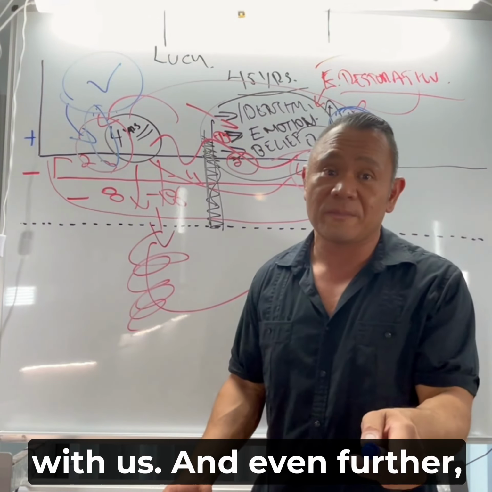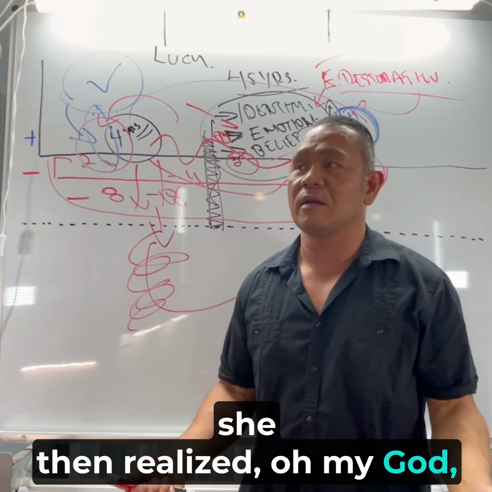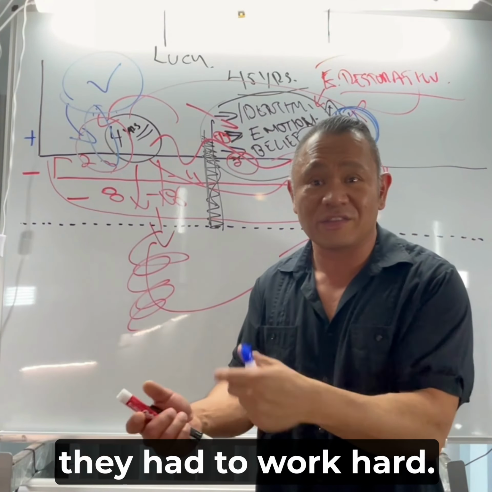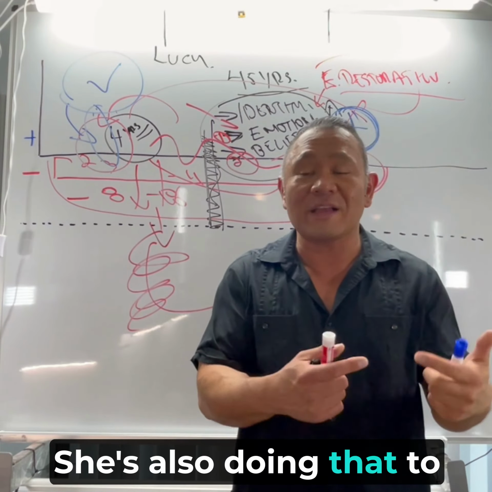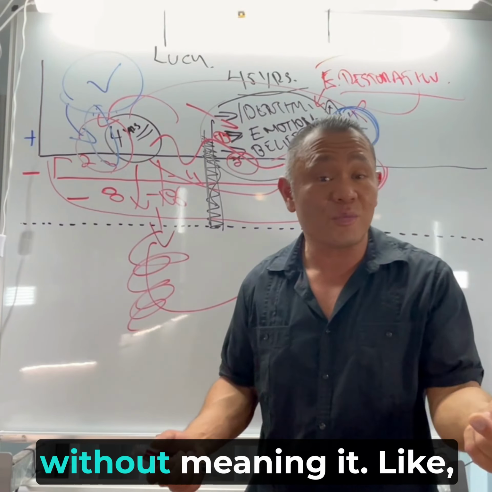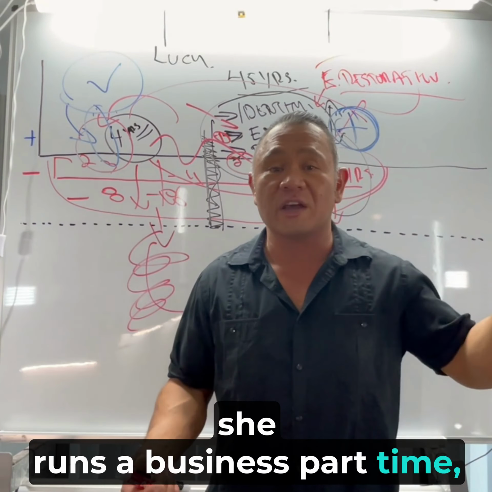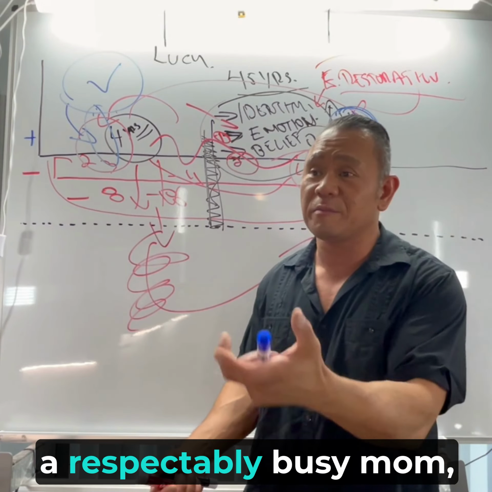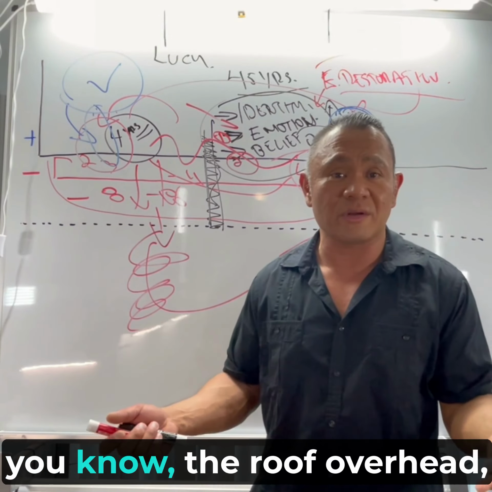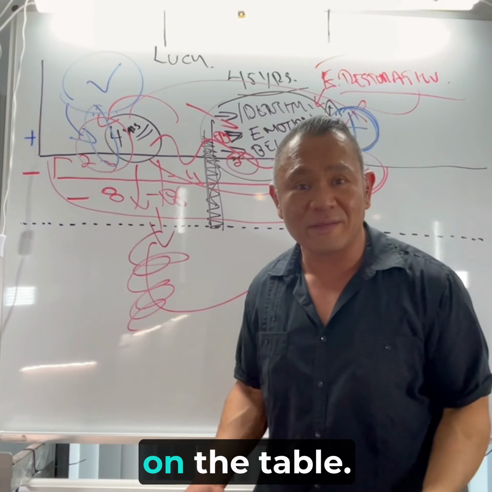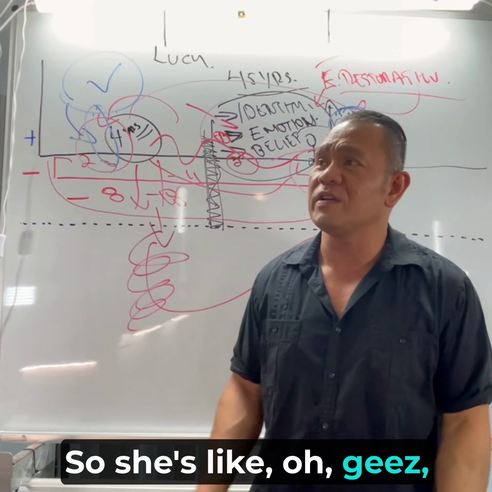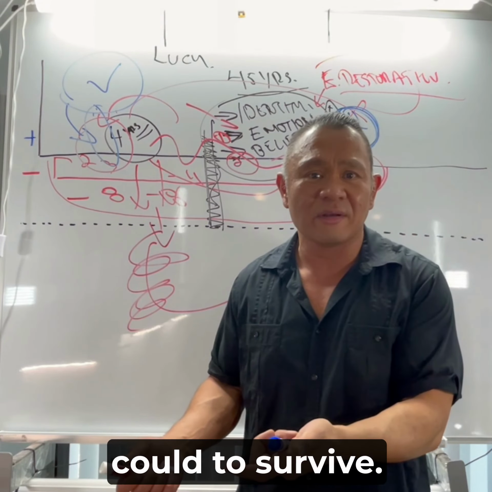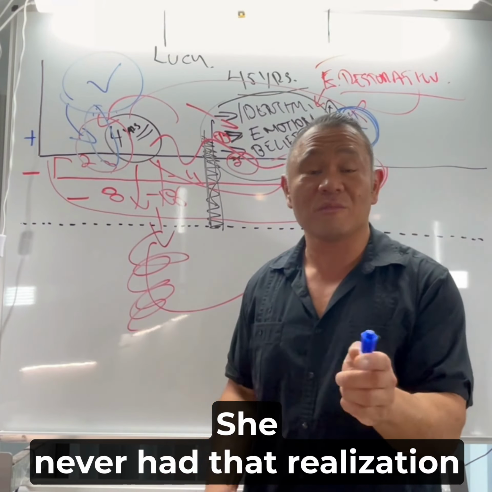And even further, she then realized, oh my God, she's doing a version of what her parents did to her, without meaning to. They didn't mean it. They had to work hard. She's also doing that to her kids, again without meaning it. She runs a business part-time, she runs a full-time job, and she has a family to take care of. She's a busy mother, just trying to keep a roof over the family's head and food on the table. So she's like, oh, geez, I didn't realize that. My parents were just doing everything they could to survive. She never had that realization beforehand.